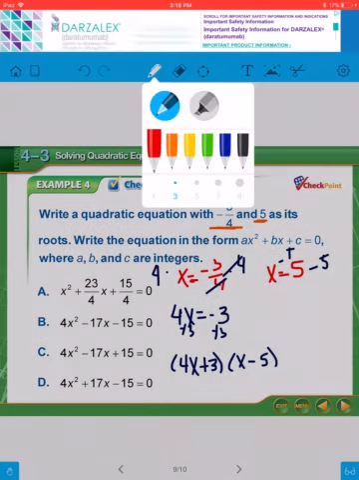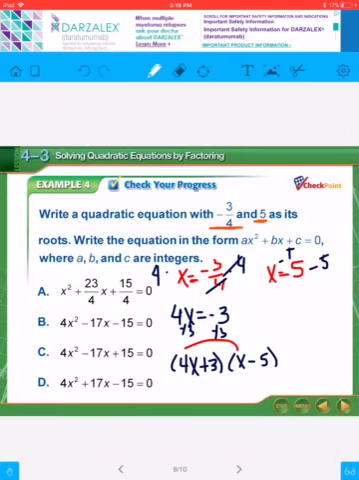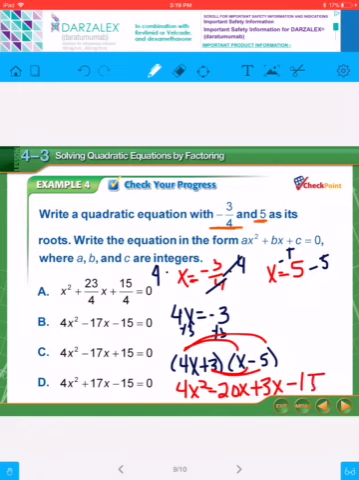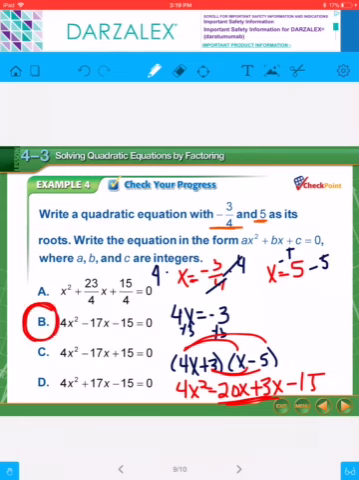So now I just need to multiply these together to get this in standard form. So 4x times x is 4x squared. 4x times negative 5 is negative 20x. 3 times x is positive 3x, and 3 times negative 5 is negative 15. So we get 4x squared minus 17x minus 15. So it's going to be B.